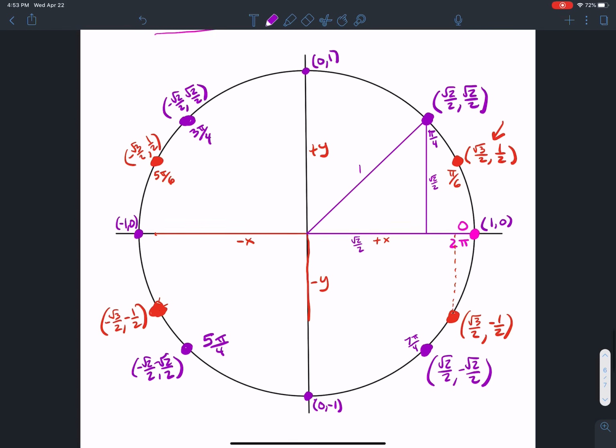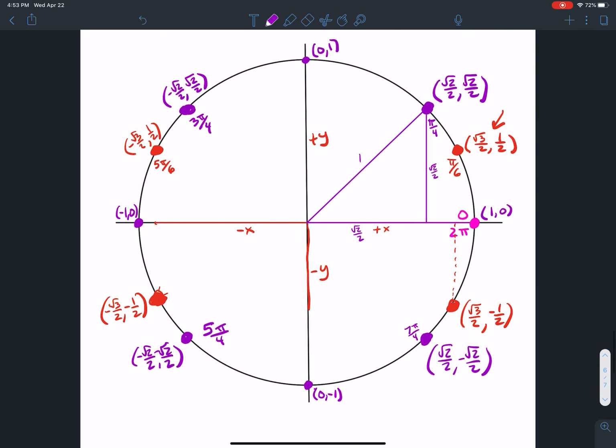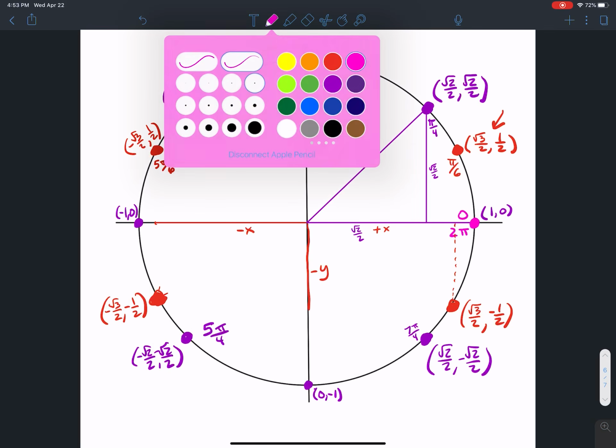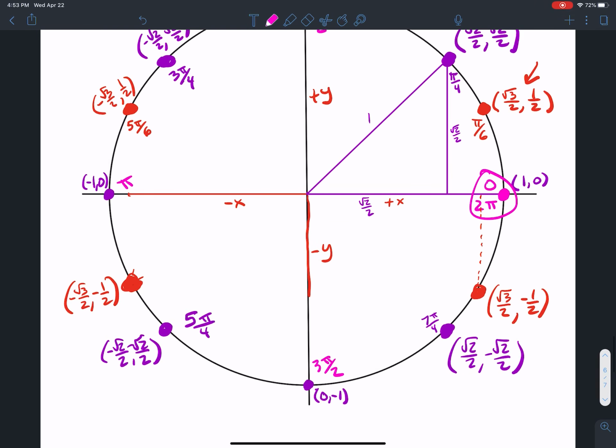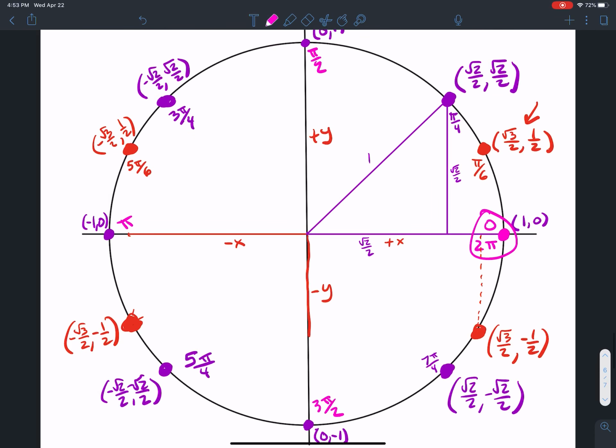Let's see here. Okay, I had the angle here for this quadrantal angle. This one is 90 degrees, which is pi over 2. This one is pi. This one is 3 pi over 2. And then that last one going back, it circles around at 2 pi again. Okay? Looks like I missed some of the red ones. I'll come back and do those.